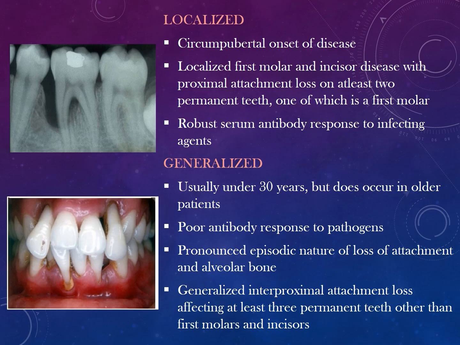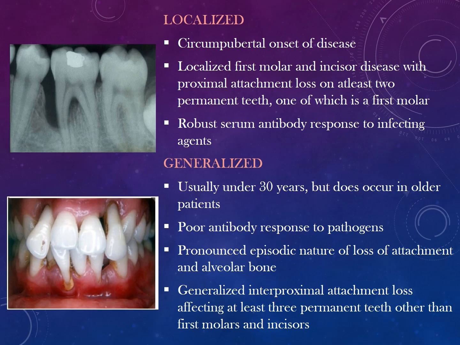Generalized aggressive periodontitis usually occurs in individuals under 30 years but does occur in older patients too. It has a poor antibody response to pathogens. It has a pronounced episodic nature of loss of attachment and alveolar bone. There is generalized interproximal attachment loss affecting at least 3 permanent teeth other than the first molars and incisors.